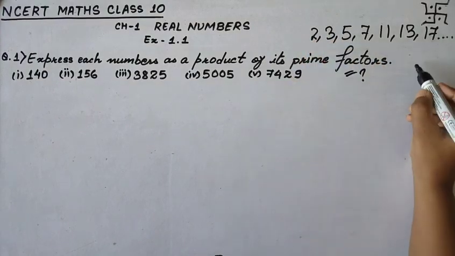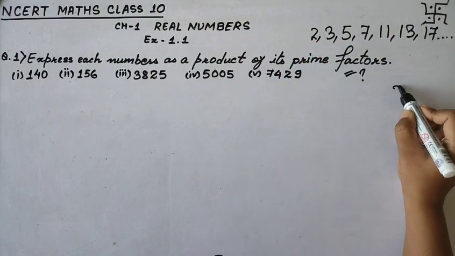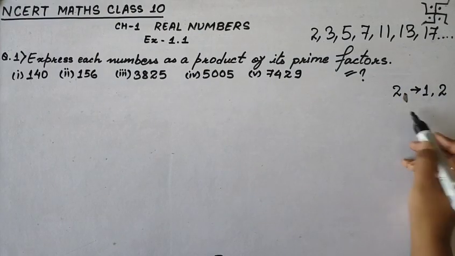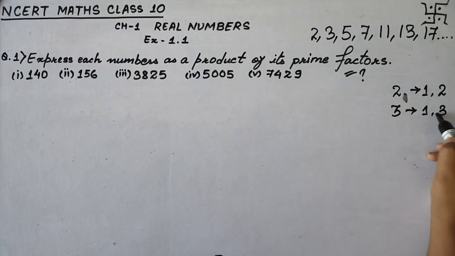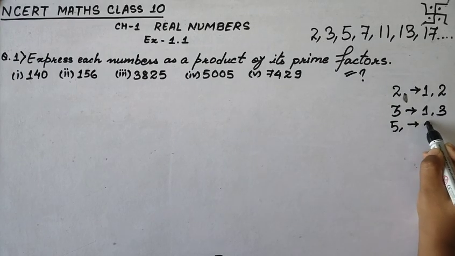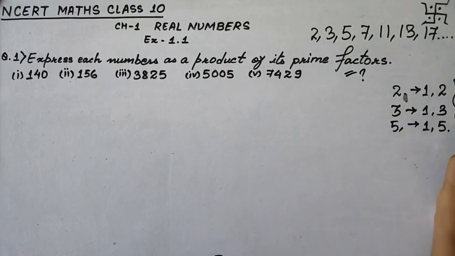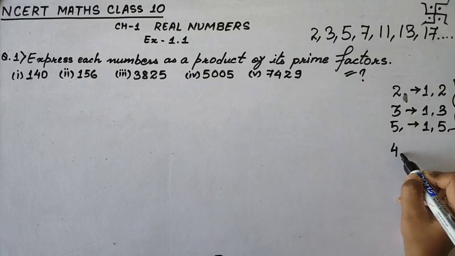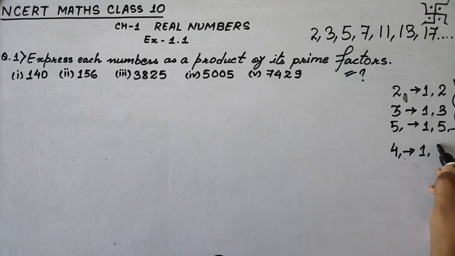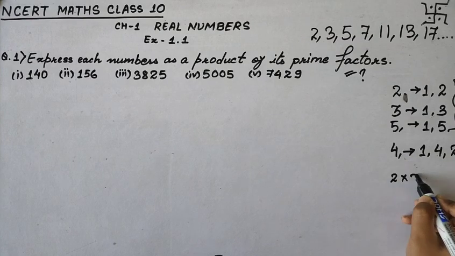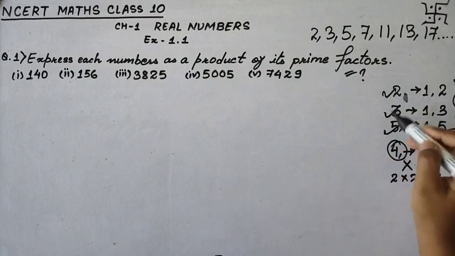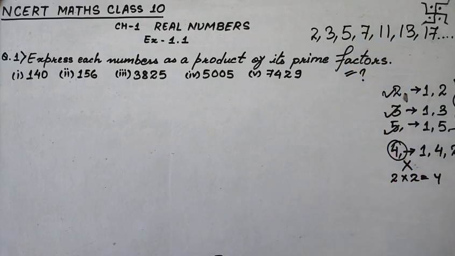For example, let's check 2. 2 is divisible by 1 and 2 itself. 3 is divisible by 1 and 3. 5 is divisible by 1 and 5. These are called prime numbers. Now, if we check 4, yes, 4 is also divisible by 1 and 4, but it is also divisible by 2, which is 2 into 2 equals 4. So this is not a prime number, but 2, 3, 5 and the numbers moving on over here, these are prime numbers.